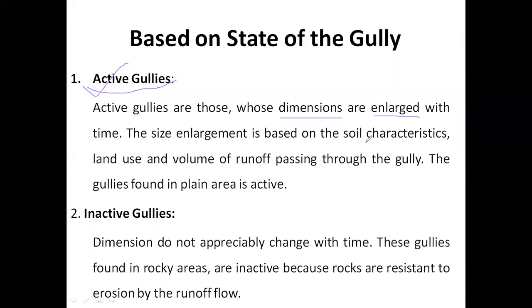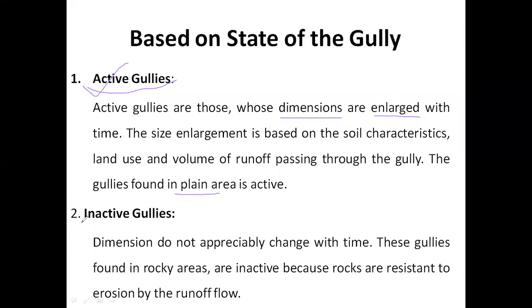Now, the rate of size enlargement, or the rate of soil erosion, is based on the soil characteristics, land use, and volume of the runoff passing through the gully. The first one is the soil characteristics, the second one is the land use, and the third one is the volume of runoff. The enlargement rate of the gully depends on these three parameters. Active gullies are found in plain areas.